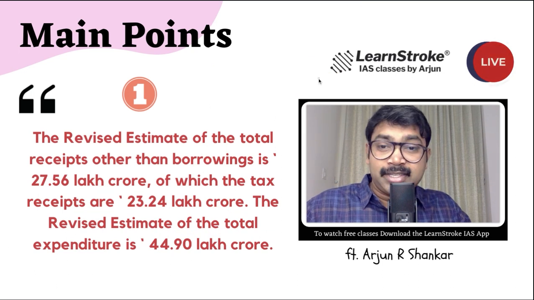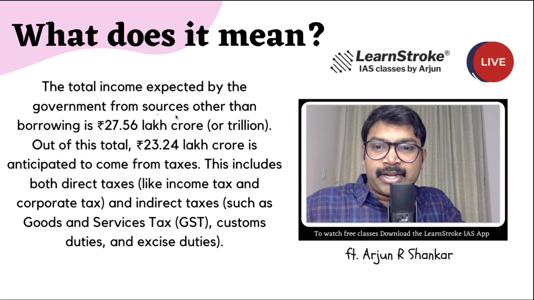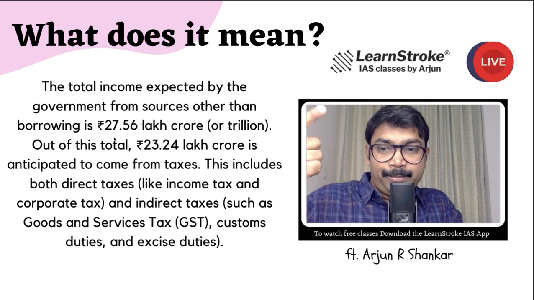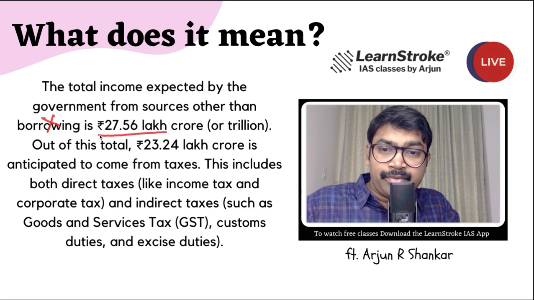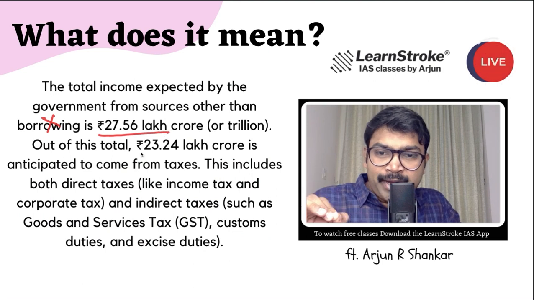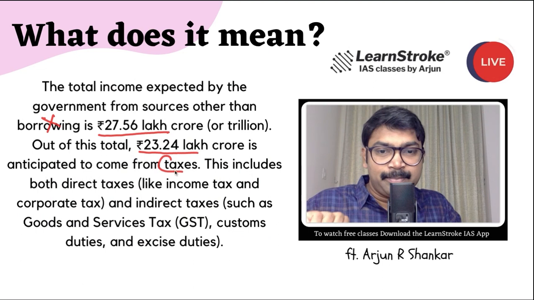So let's have an analysis. What is the main point telling? This means the total income expected by the government from sources other than the borrowing. So borrowing is already cut. Other than the borrowing is 27.56 lakh crore. Out of this, 23 lakh crore is anticipated to come from taxes. This is a simple statement.